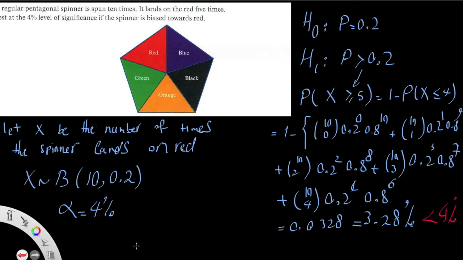So therefore, I write it here, therefore, there is not enough evidence to accept H0 or to reject H1. So H0 is rejected. Or you could say that there is enough evidence to show that this spinner is biased towards red.